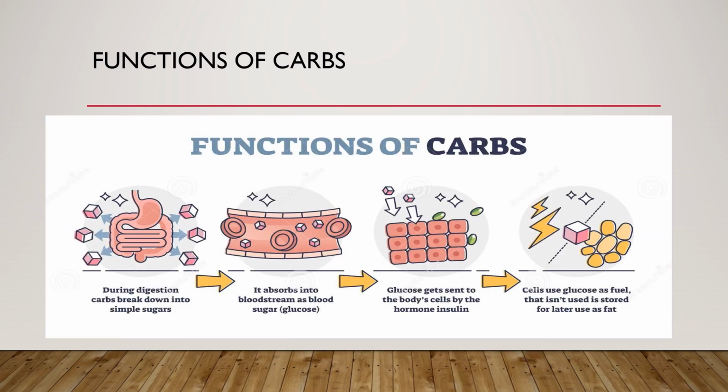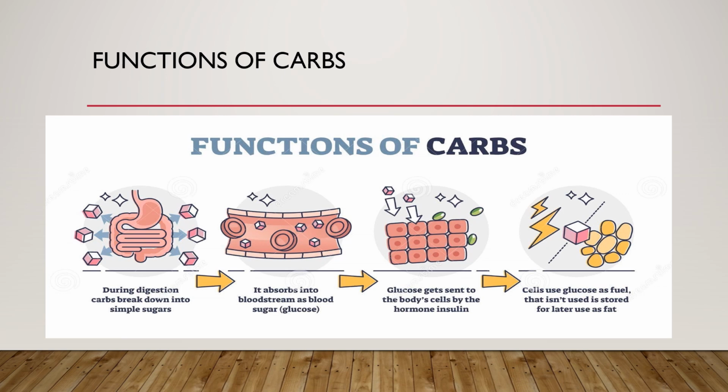Okay, now understand the functions of carbs when they go inside your tummy. During digestion, carbs break down into simple sugars. Okay, now they are absorbed into the bloodstream as blood sugar, that is glucose. So carbs turn into blood sugar. Now this glucose, your blood sugar, gets sent to body cells by the hormone insulin. So taking this glucose to the cells has to happen by the insulin hormone.